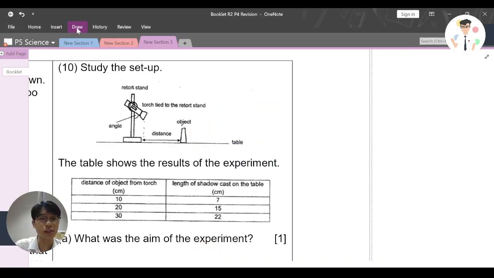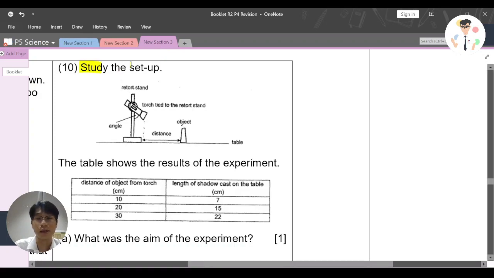So here this question says study the setup. You can see that there's a retort stand here. This is the retort stand. And this torch is being tied to the retort stand at this small, interesting angle. Now this is the object, and you can see this is the distance between the torch and the object. And that's basically the table.